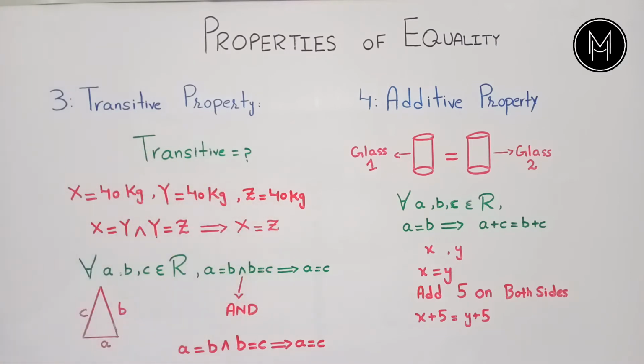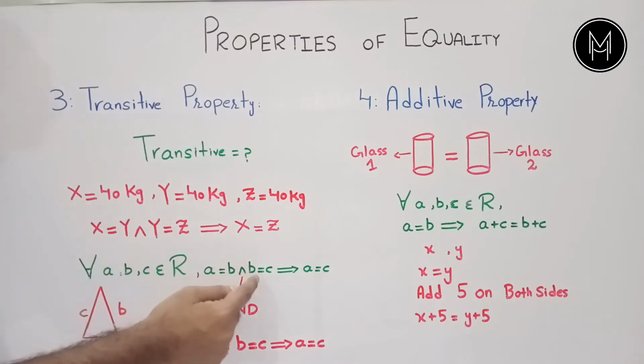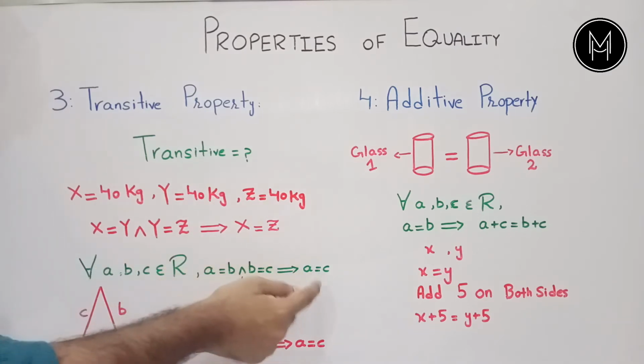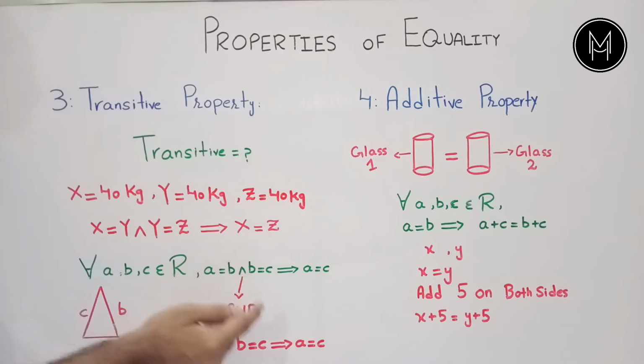For real numbers, this property says let's say we have three real numbers a, b and c. Then if a is equal to b and b is equal to c, then we can also say a is equal to c. This symbol means and.